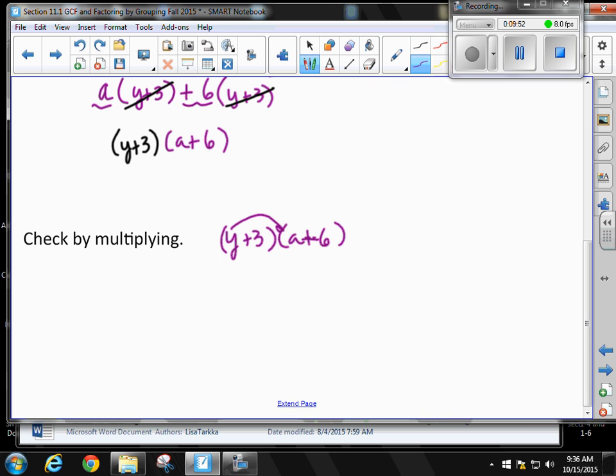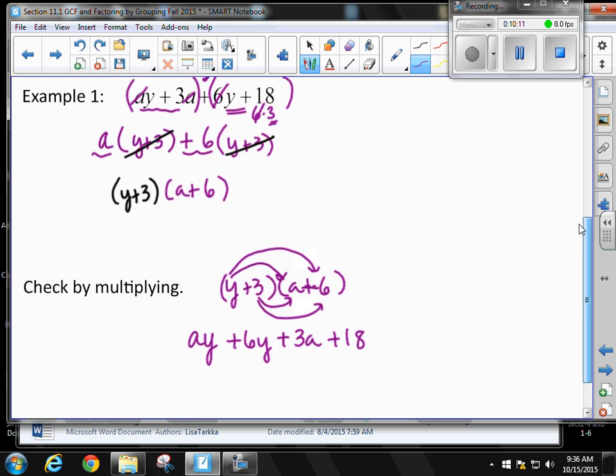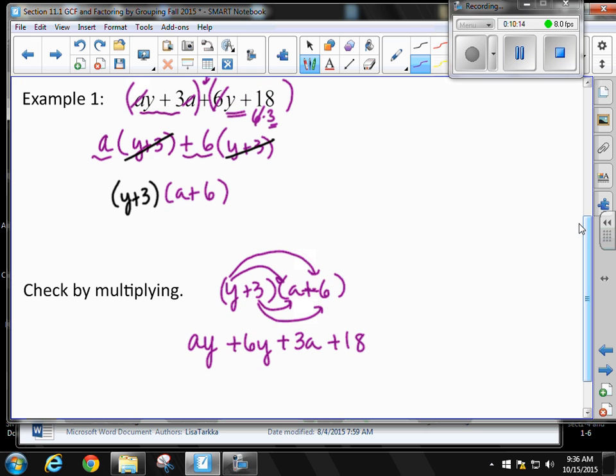Distributing y times a, or ay, y times 6, or plus 6y, 3 times a gives us plus 3a, and 3 times 6 gives us plus 18. Now these are not exactly in the same order as our original expression was, but if you notice, we have an ay, we have a 3a, we have a 6y, and we have an 18. It checks. That is the original polynomial that we started with. So we know our factoring is correct.